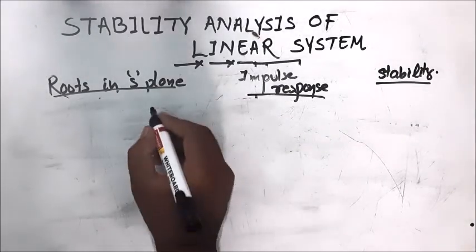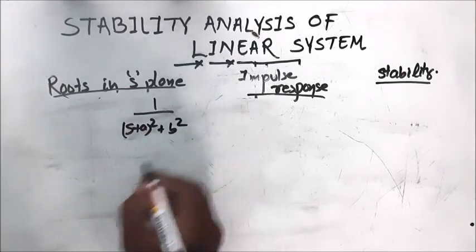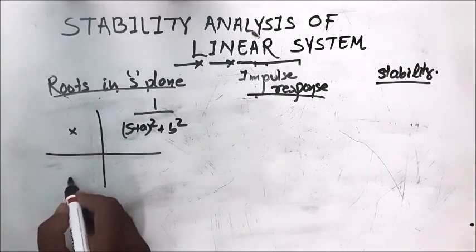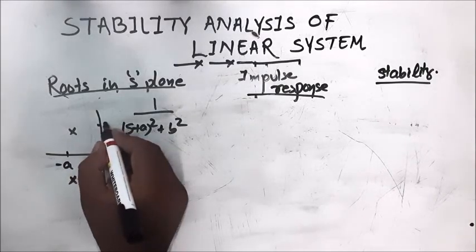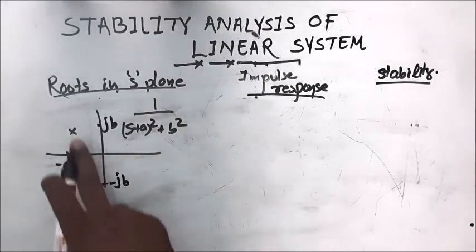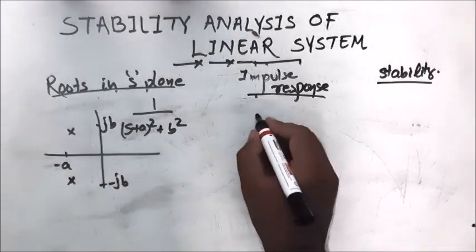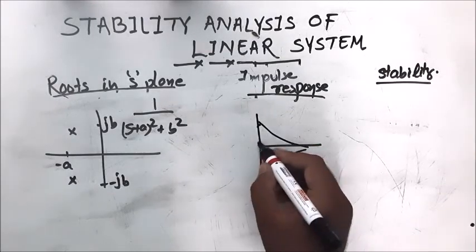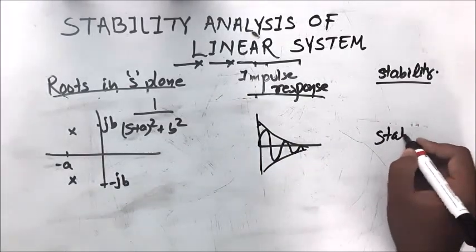Similarly, let's say my transfer function is 1 by (s plus a) the whole square plus b square. I will get imaginary terms, and the pole locations will be minus a, and these two will be jb and minus jb. So here I have complex conjugate poles lying in the left half of the S plane. So my response will look like this, and obviously the system is stable.